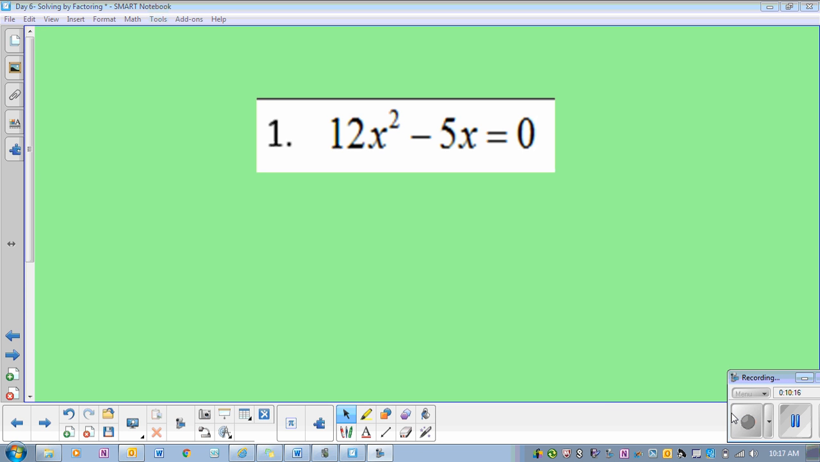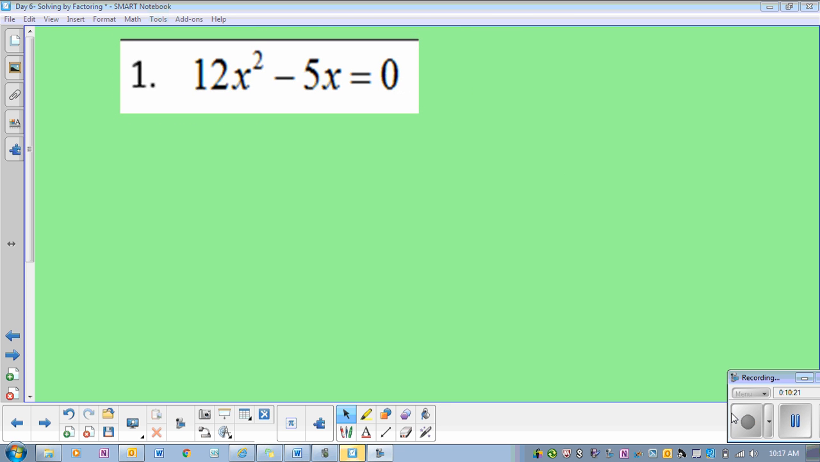Let's go to number 1. Alright, so we have 12x squared minus 5x equals 0. Okay, so I'm looking at this and I go, wait a minute, 2 terms. I have an x squared, I have a minus. Maybe this is a DOTS. Do I have a GCF? 12 and 5. If I did the GCD of 12 comma 5, what do I get? You get 1. All right, so there's no number GCF.